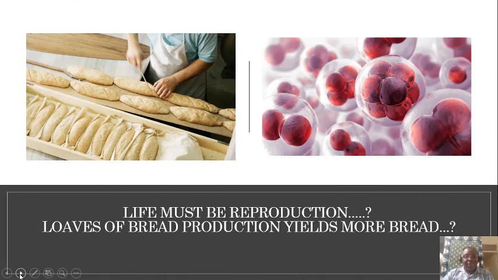Or maybe life must be reproduction. Yes, one cell, a zygote, divides into 2, divides into 4, divides into 8, and within no time we have a multi-celled organism, and later on this individual is a grown organism. That is true. Bread production also yields more bread. You leaven bread, you divide it, you bake it, you have more bread.